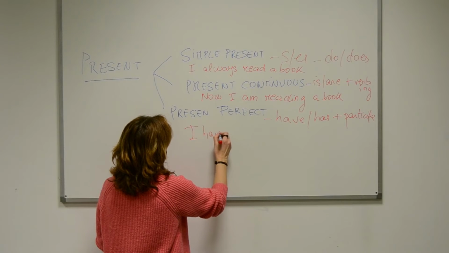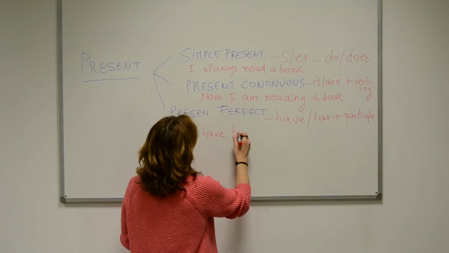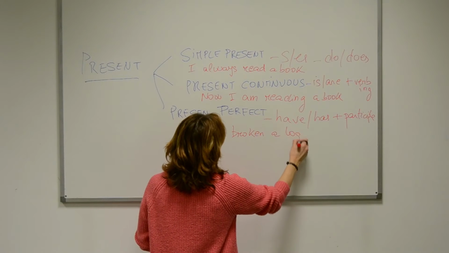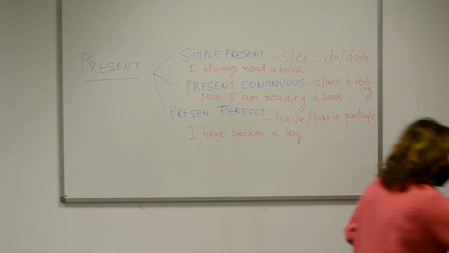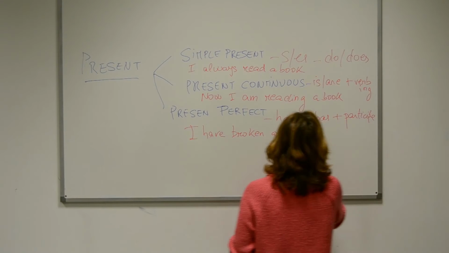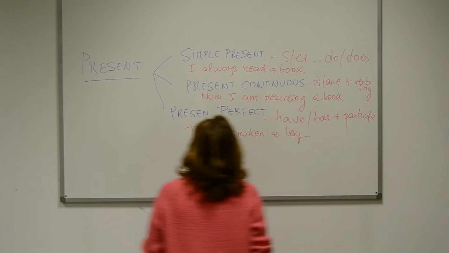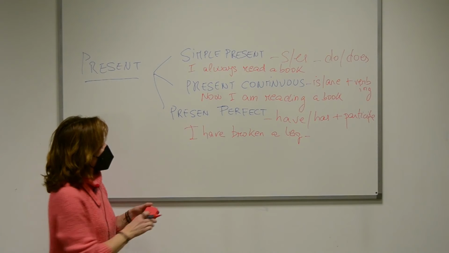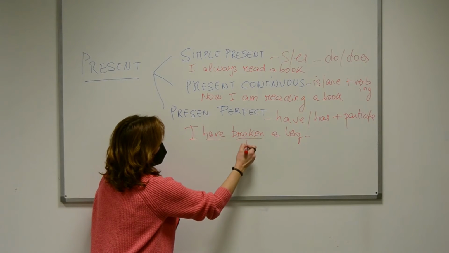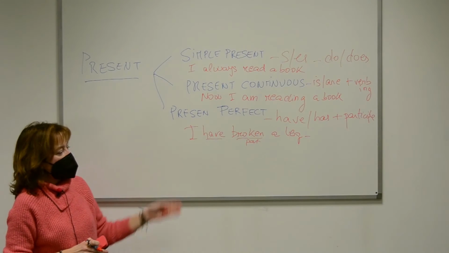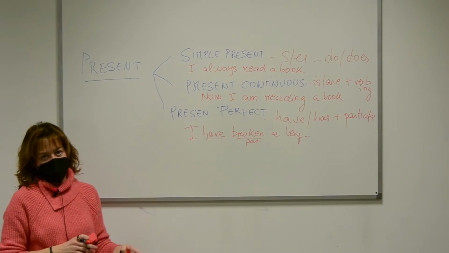I have broken a leg. Present perfect, have plus participle. This is an action that has a consequence on the present.